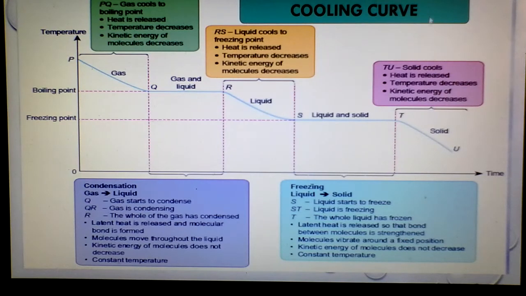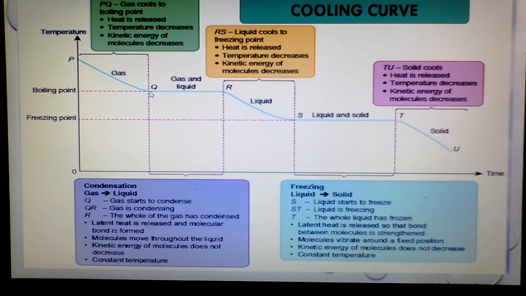Okay, now this one is the cooling curve, meaning the object starts to cool down. From P is the gas state. So PQ, the gas cools to the boiling point. Heat is released, temperature decreases, kinetic energy decreases. The amount of heat released here, we call it heat capacity.